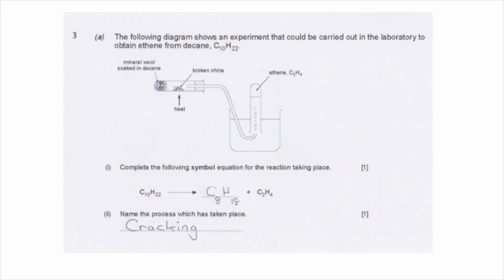So here's the answers to question 3a. So the first thing you're asked is to complete the following symbol equation for the reaction taking place. Now they've given you decane, C10H22, and they've given you the alkene that's formed, C2H4, and you have to realise that you need 8 carbons and 18 hydrogens for the equation to be balanced. So it would be C8H18. Now it's asking you to name the process, and that process is cracking. So there's 1 mark for each of those.